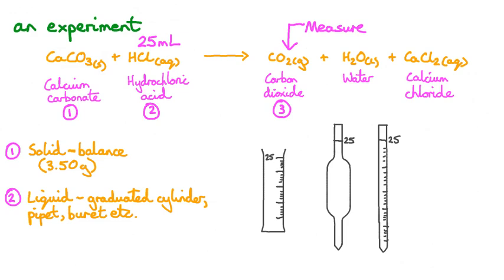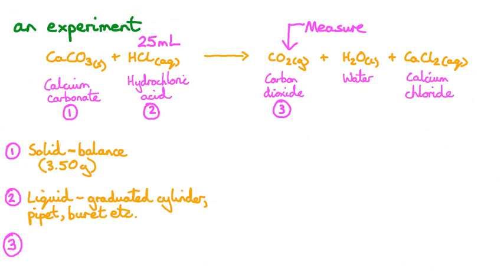Burettes are more useful when you're not sure quite how much you're going to need to add, so you add a little bit at a time until you reach the point you need. For example, in a titration experiment. Remember to always read from the bottom of the liquid's meniscus.